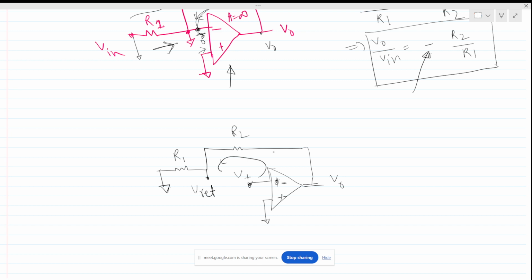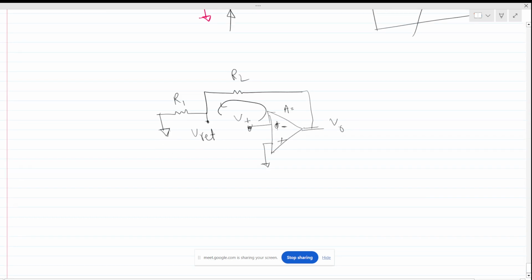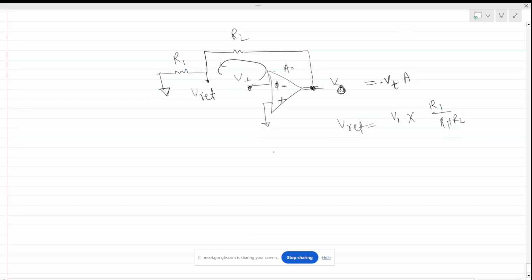This is the V return, right? Now if we traverse the loop, what will be the V out here? Since this is grounded, V out will be nothing but VT minus of A. And V return will be nothing but a normal voltage divider, so V out into R1 divided by R1 plus R2. And one thing, loop gain is always unitless.